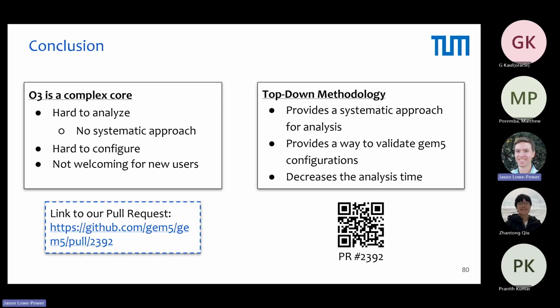So in conclusion, O3 is a complex core. It's hard to analyze, and there is no systematic approach to analyze the results. It is hard to configure, and therefore it's not welcoming for new users. And our top-down methodology provides a systematic approach for analysis, it can be used to validate gem5 configurations, and it also decreases the analysis time significantly. So we believe the gem5 community can benefit from this implementation, and we want to upstream it soon.